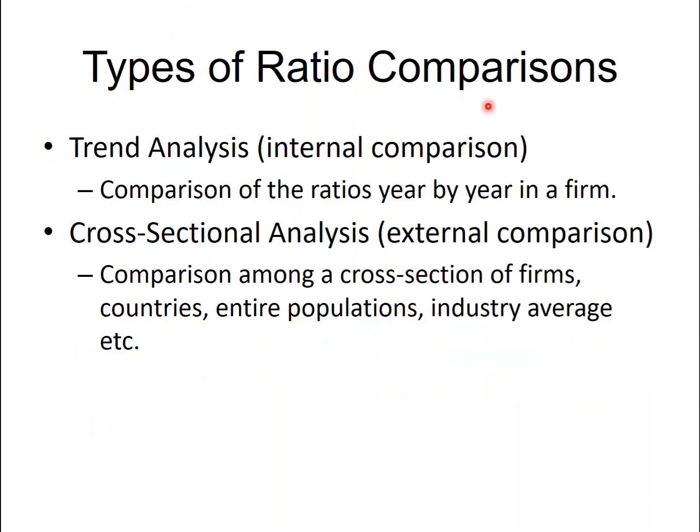Okay, types of ratio comparison. Basically, there are two types. The first one is trend analysis, which is internal comparison, meaning that comparison of the ratio year by year in a firm. Next is cross-sectional analysis, which is external comparison, which means comparison among a cross-section of firms, country, entire population, industry average, and etc.